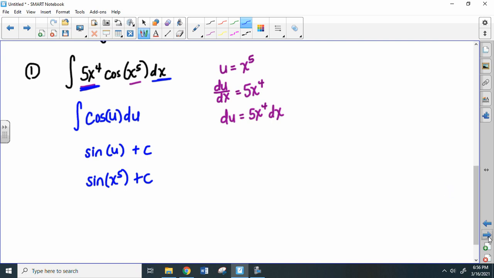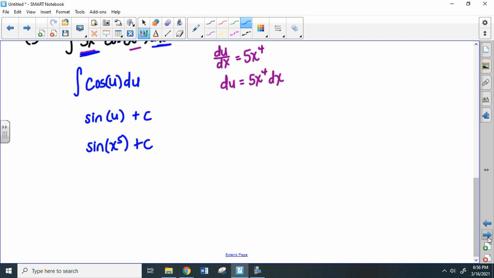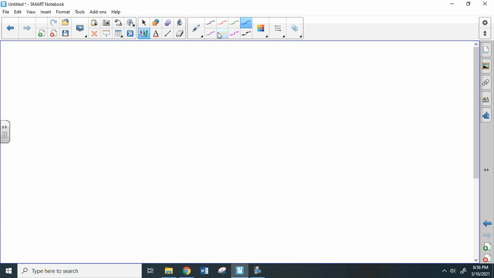All right, so let's take a look at the other one that we've already talked about, which was the integral of cosine of 7x dx. All right, we know what it should be, but I want to know how to get it using u substitution.